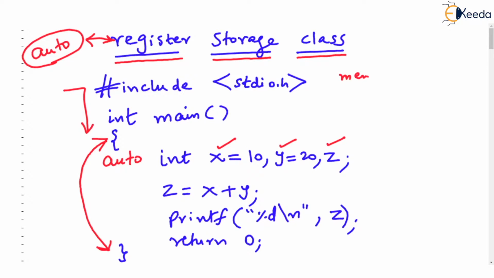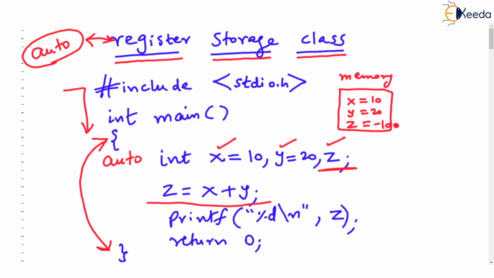So if you think of this box as the memory, then in this memory there are three variables x, y, and z, where x is 10, y is 20, and z is garbage. Remember, z is not initialized here, z is not given any value here. So z will be storing some garbage, let's say minus 100, something. And now what happens really during this line? z is equal to x plus y. Obviously, z should become 30, 10 plus 20.